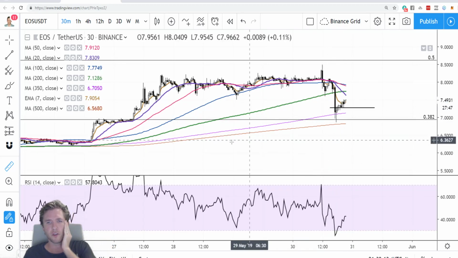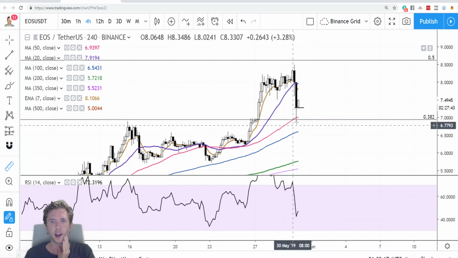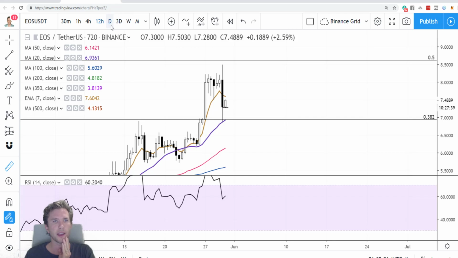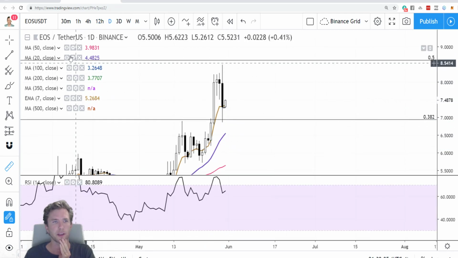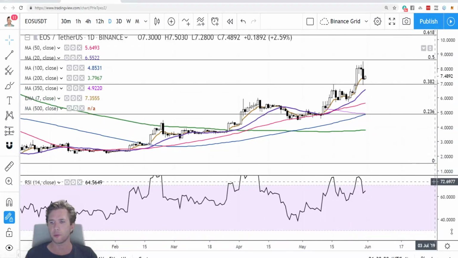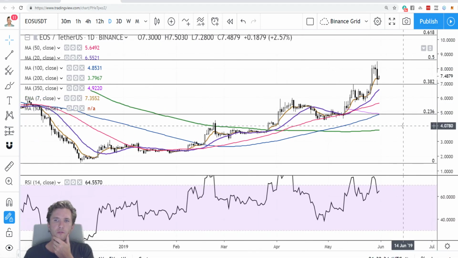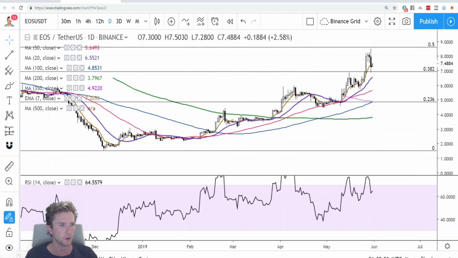I saw some reflexive volume. What was it? What else did I see? Yeah, the 50 MA on the 4 hour was catching it. 12 hour hit the 20 MA, and then the daily, it was still holding that 7 EMA. So a little bit of knife catching just because it's in a little bit of a rally, and we've got 2 days before the big June announcement, and they just got listed on Coinbase. So there's some stuff going on with that.